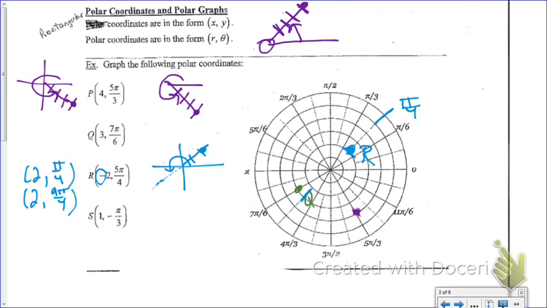Now the last one I have is a negative angle, not a negative radius, and that's different. We've graphed negative angles before. We still start at 0, we just go backwards in the opposite direction, pi over 3. So in this case, instead of graphing pi over 3, I'm actually graphing 5 pi over 3. And again, those are coterminal angles. So at that angle, I'm going out 1, and at that point, I'm labeling my coordinate.